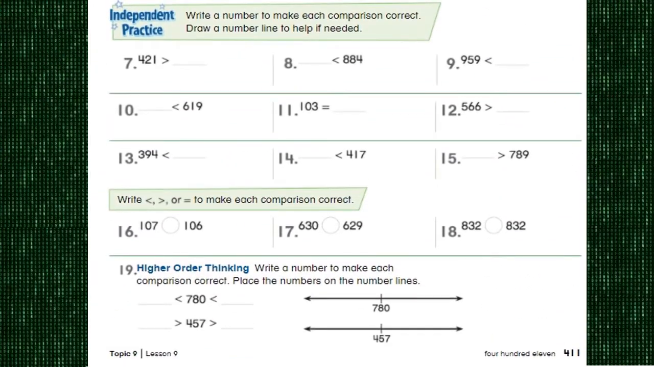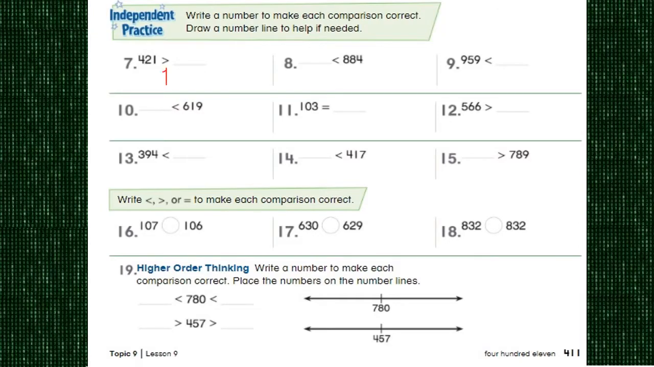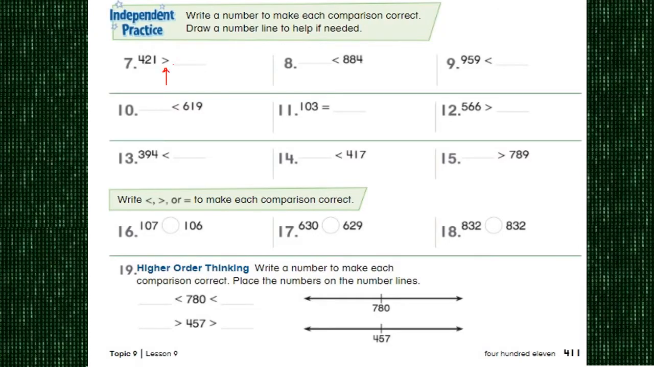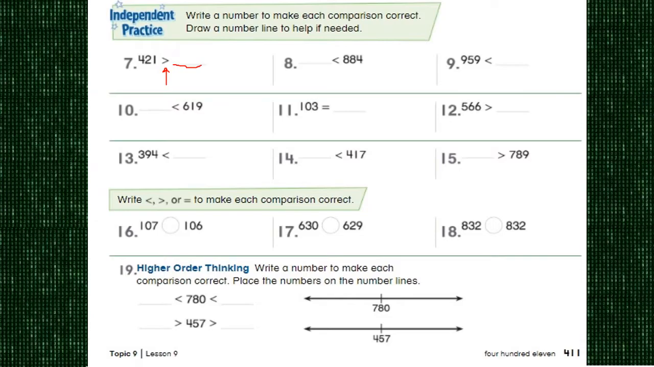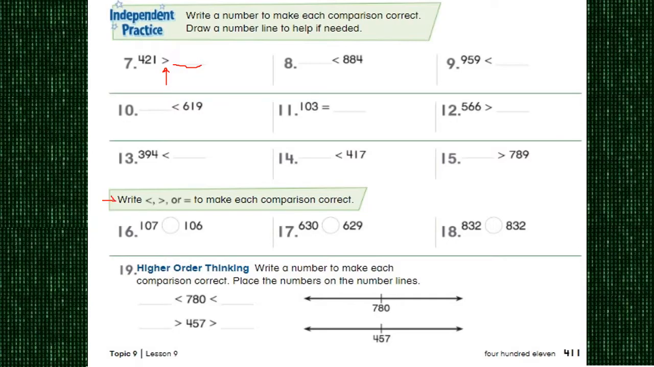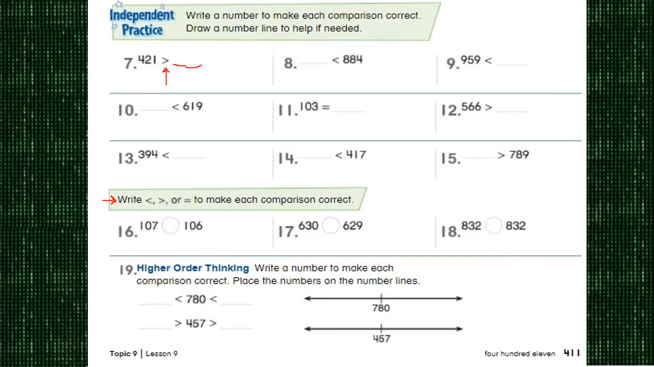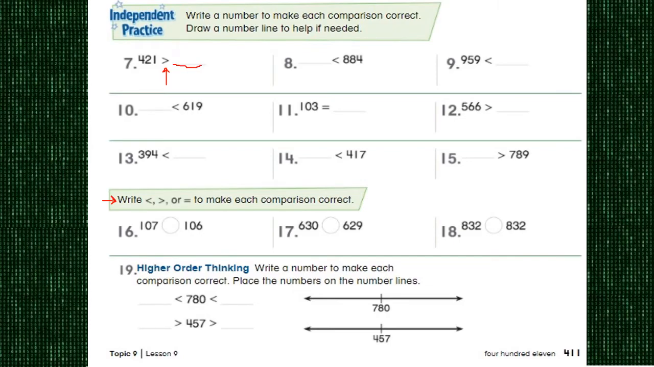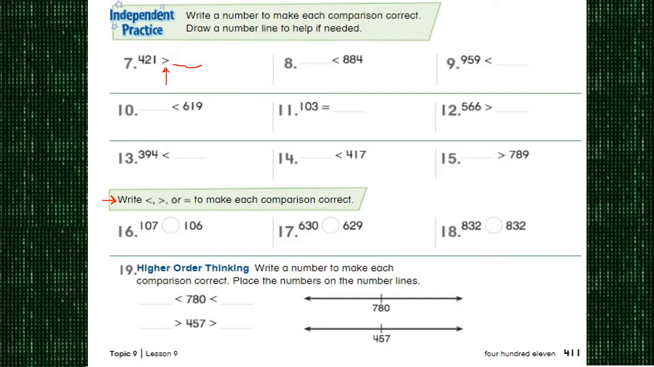And then for number 7 through 15, you're doing exactly the same thing. Read the sign and then make up a number that makes sense. For numbers 16 through 18, it says write less than, greater than, or equal to make each comparison correct. Okay, number 19 is a higher order thinking question, so be careful there.